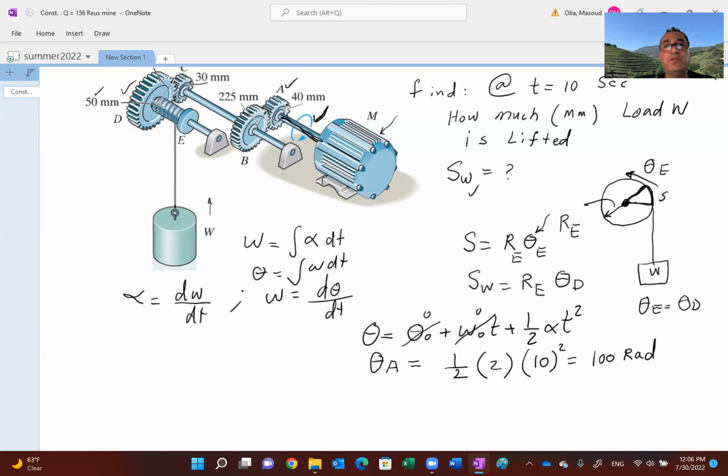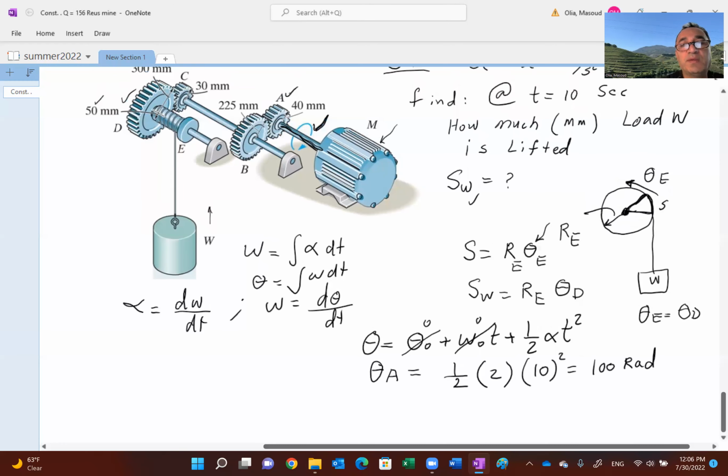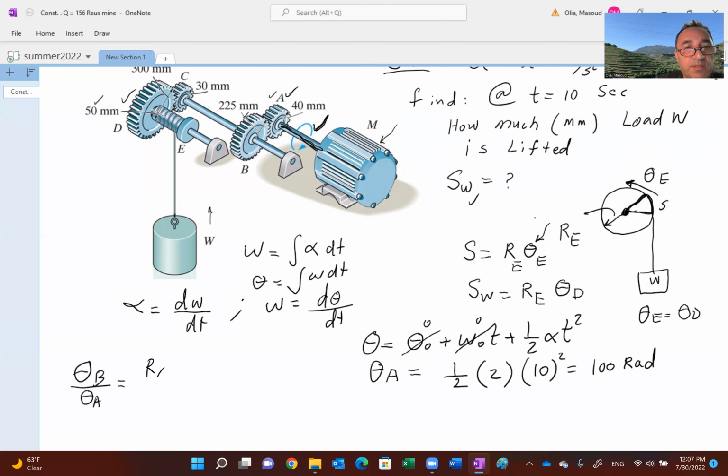So now this is where the gear ratio comes in, guys. Gear ratio basically matches the S, which is the R theta, between gear A and gear B. For example, if you want to find theta B, the ratio of theta B over theta A is simply the ratio of the radius of gear A to gear B. See that? If you do cross multiplication, RA theta A is equal to RB theta B, which means they're going through the same S, the same arc length.